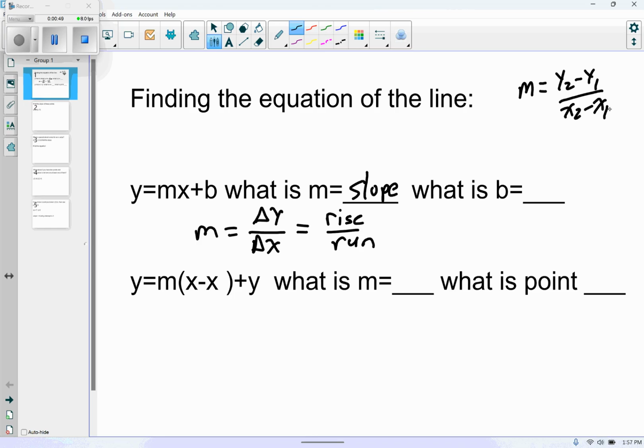And then we want to get into what b is all about. B is the y-intercept. B takes place when you have 0, comma, some number. So when your x value is 0, the number is b. Okay?